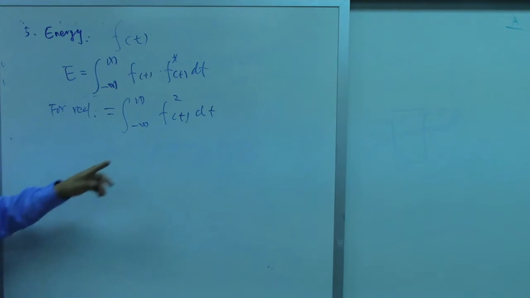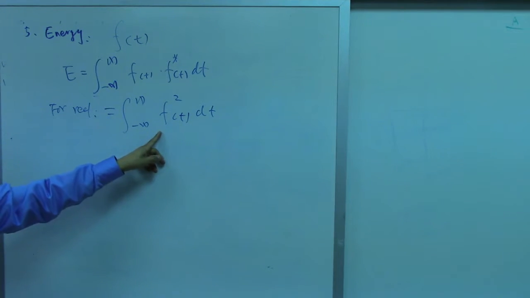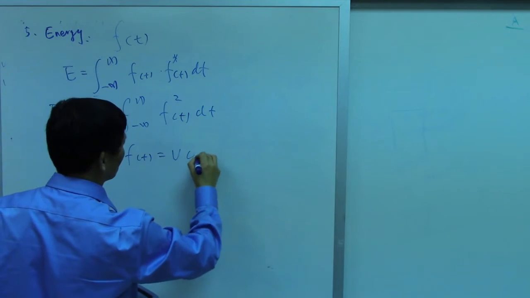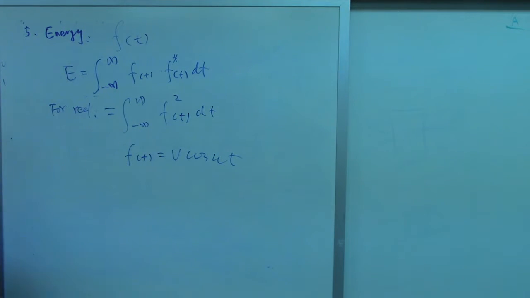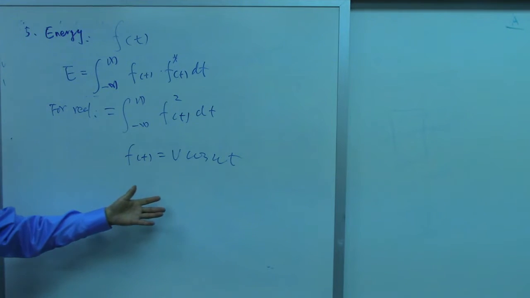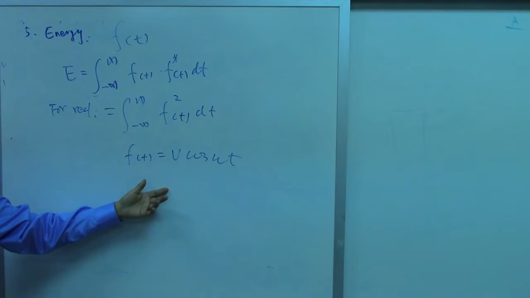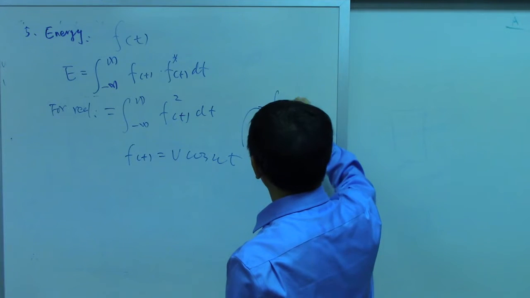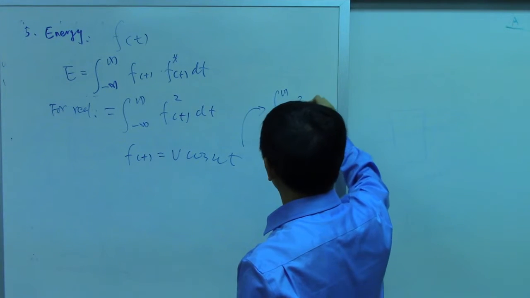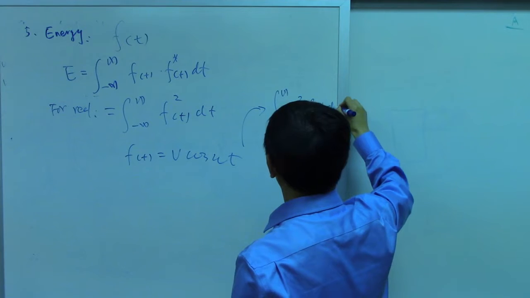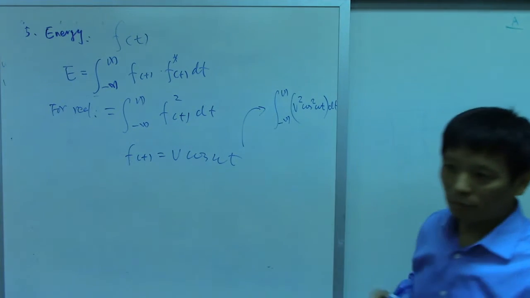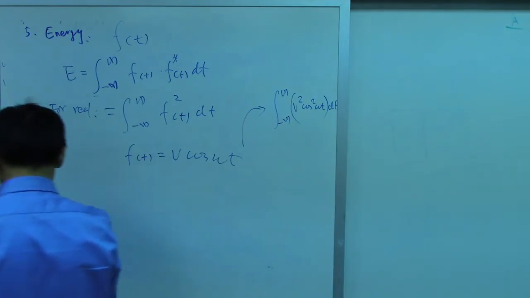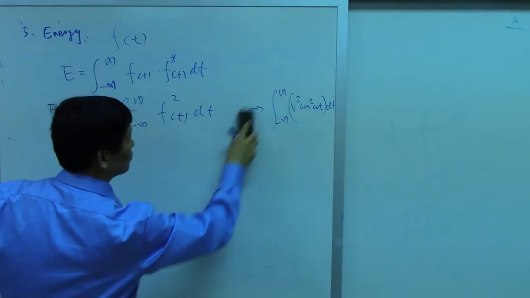Now we know when f(t) equals a cosine function, so when f(t) equals V times cosine omega t, that is what we learned in AC circuit analysis, then the energy will be the integral of V squared cosine squared omega t dt. Okay. But that is only a special case of the information.